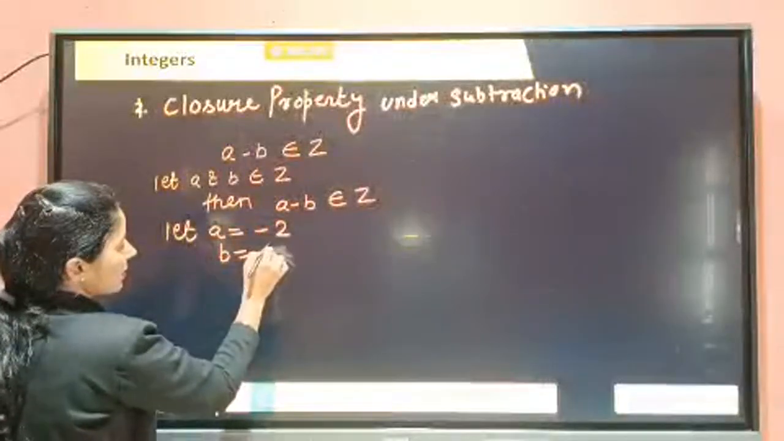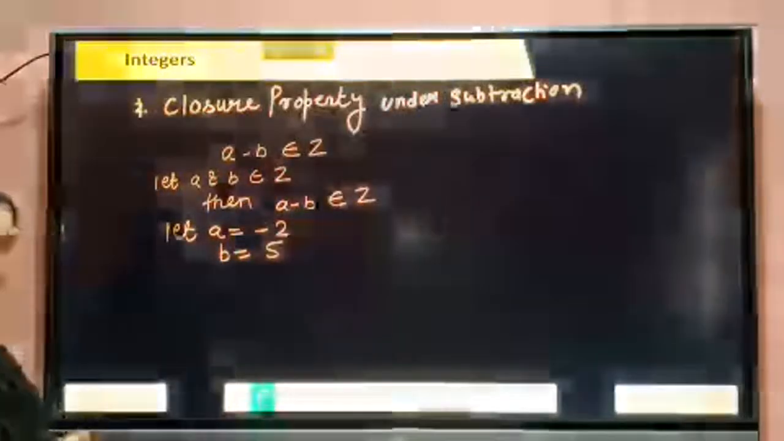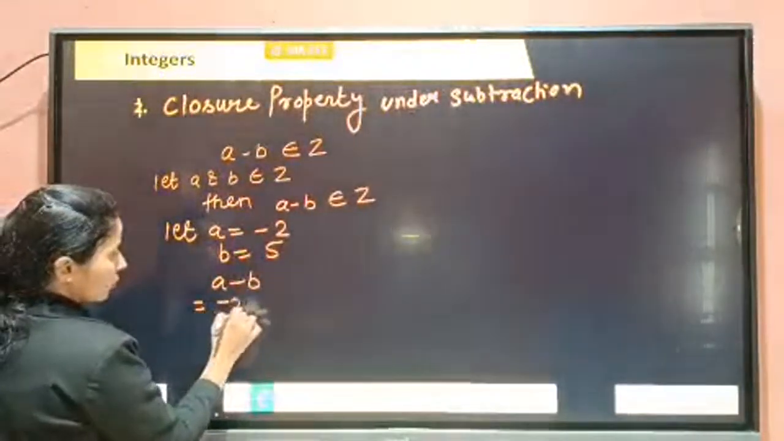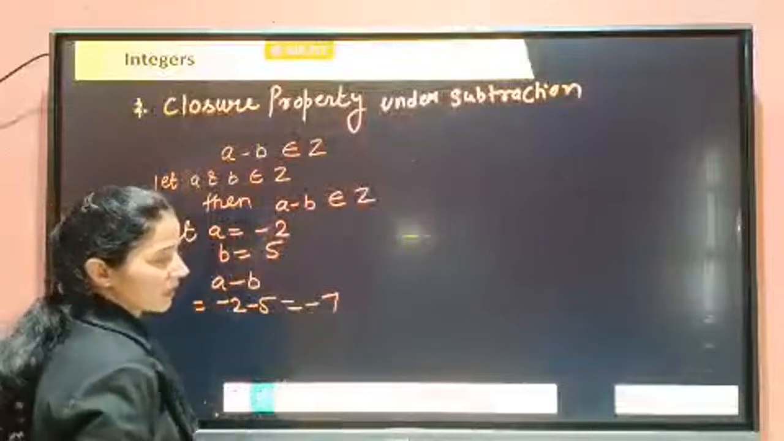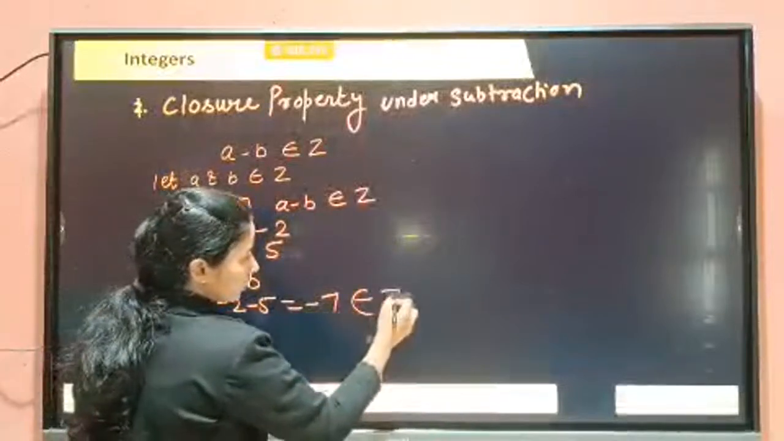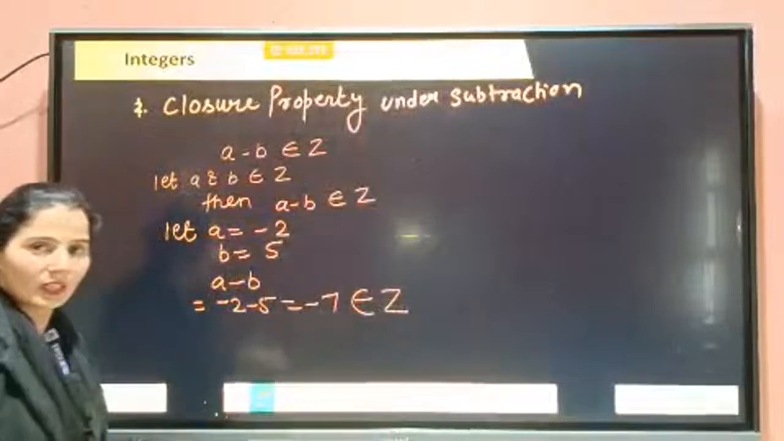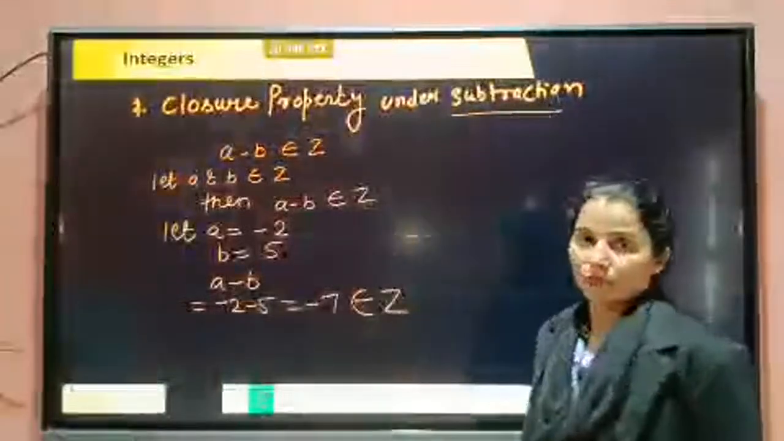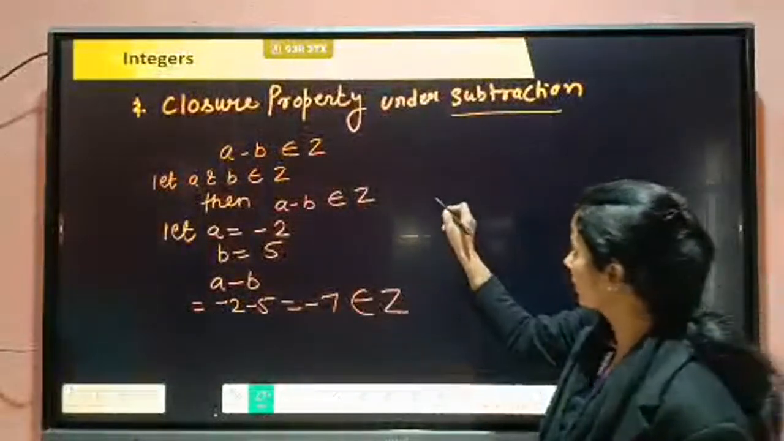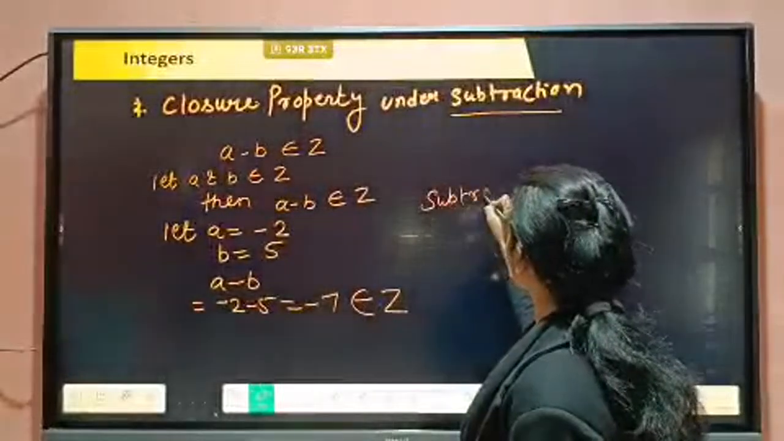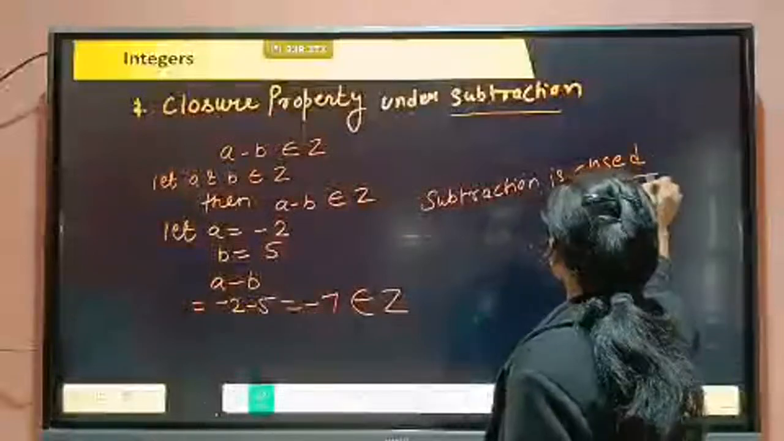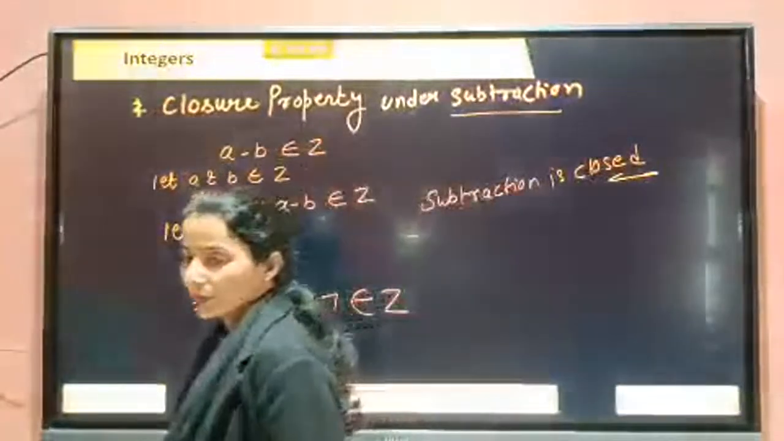Let A be minus 2 and B be 5. Then A minus B will be minus 2 minus 5. The answer is minus 7. Minus 7 belongs to Z, it is an integer. So subtraction is closed in case of integers, or the closure property is satisfied under the operation subtraction.